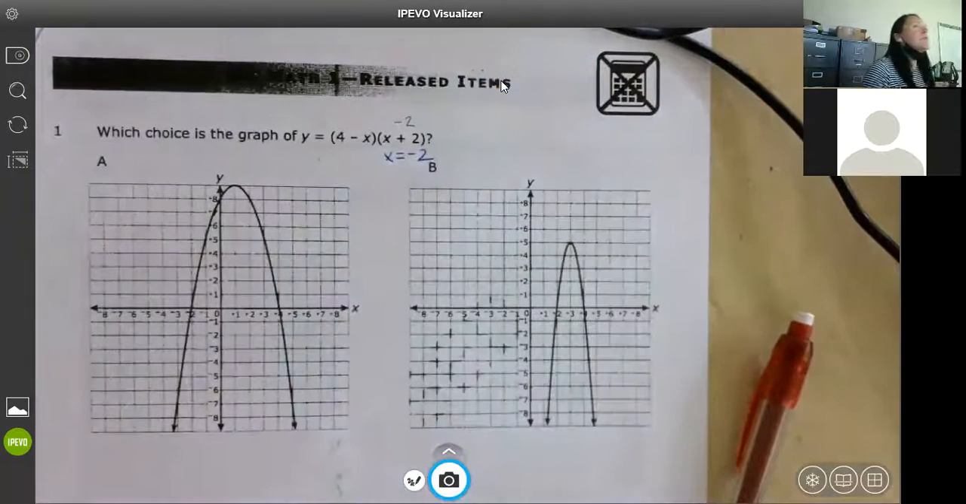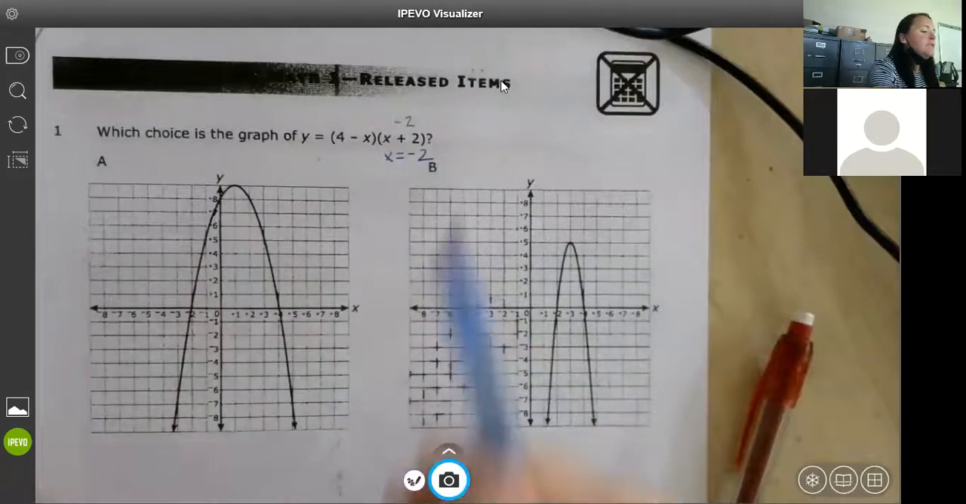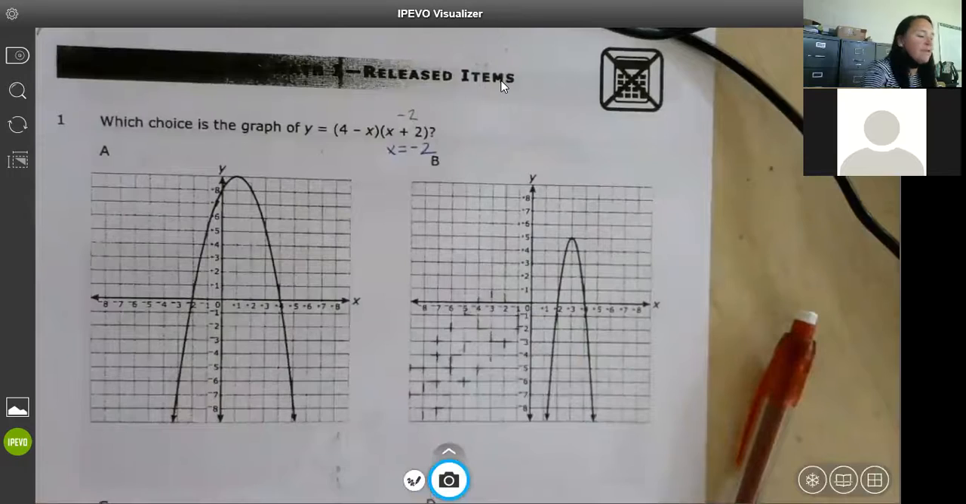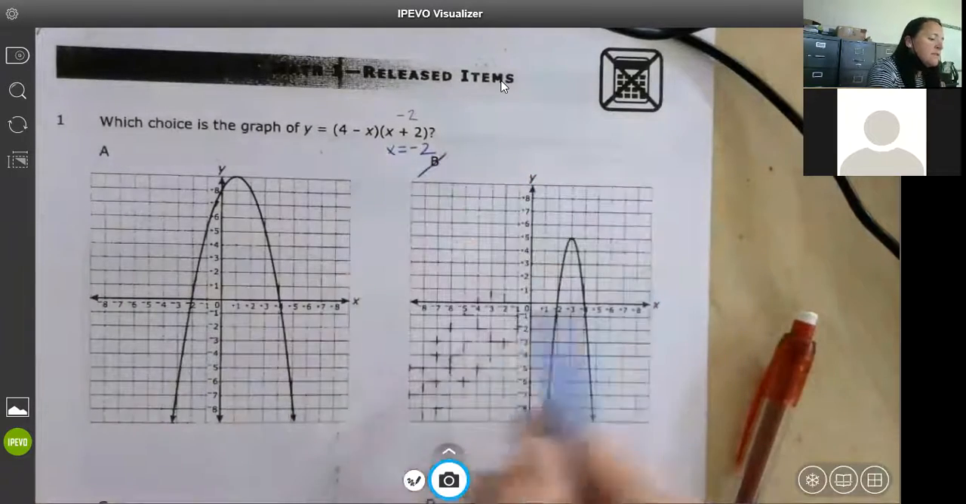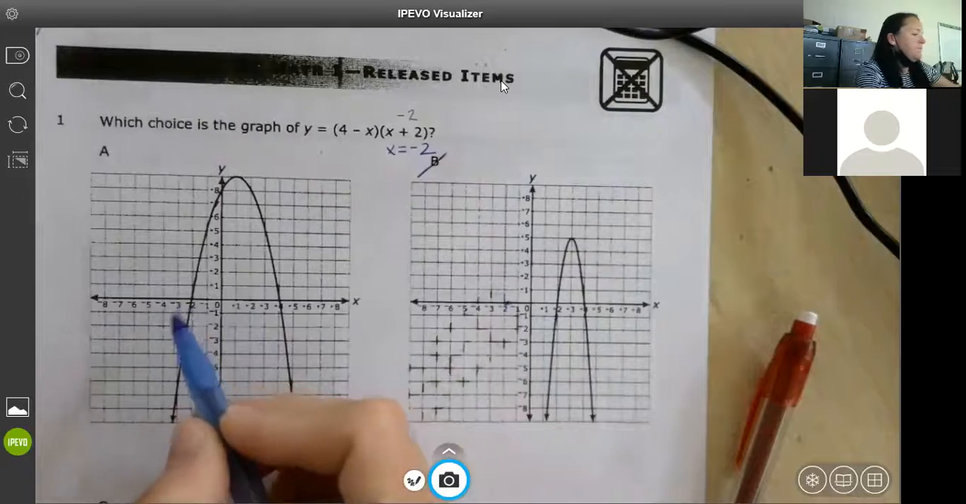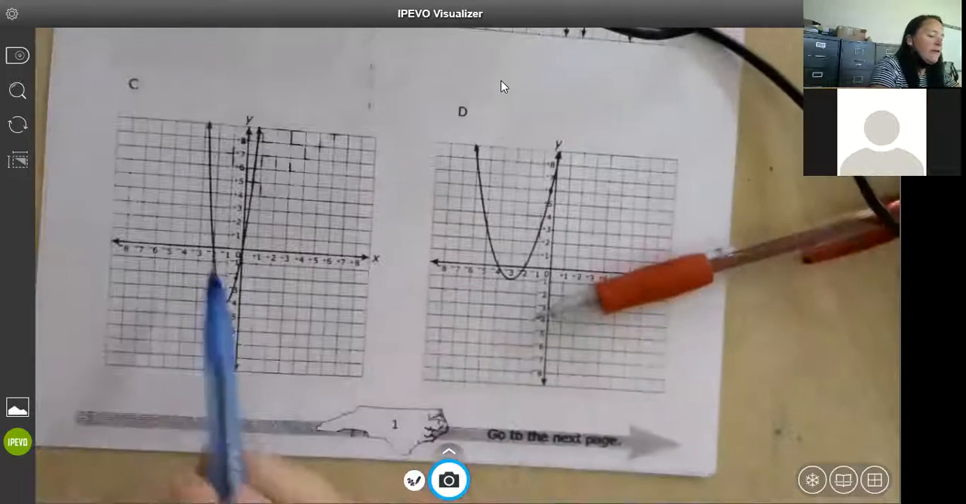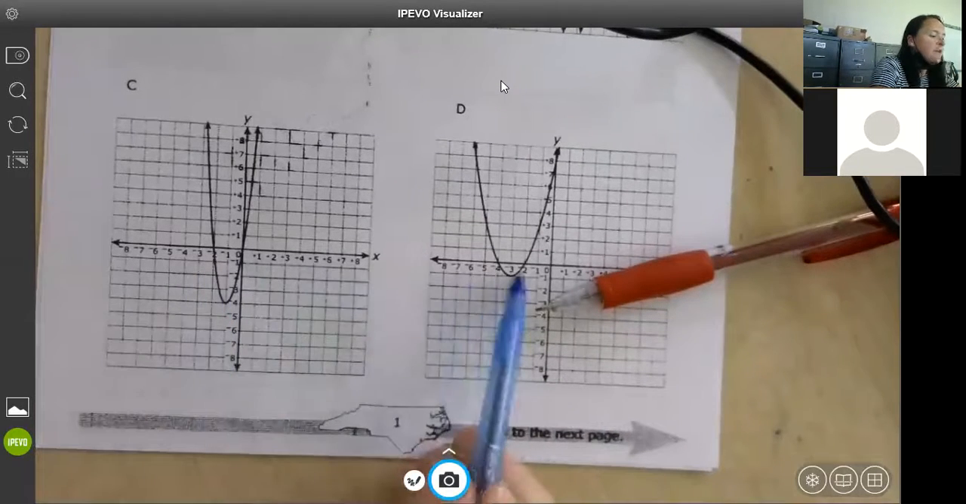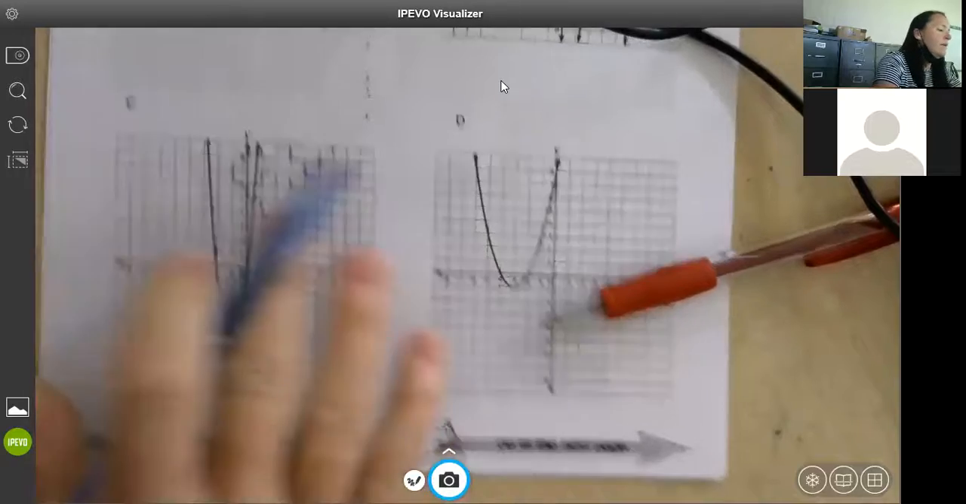All right, so let's start with that one to begin with. So this tells me that the graph has to go through negative 2. This one does not go through negative 2. This one does. Bless you. If we look down here, this one does, and this one does. So that only eliminated one.